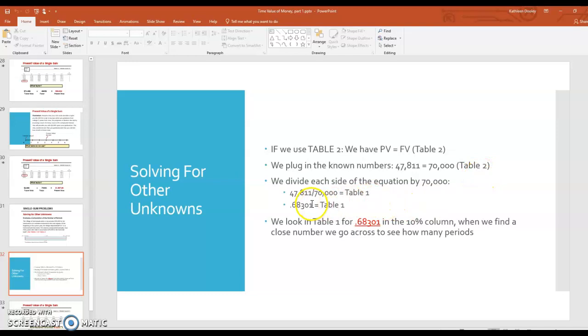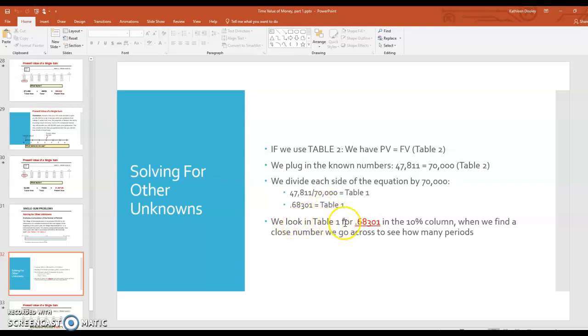Here I've got a typo. It says Table 1 and Table 1, so just disregard that. That's Table 2. So 47,811 divided by the 70,000 is on the left side of the equal sign, and now only Table 2 is on the right side. 47,811 divided by 70,000 is 0.68301. Again, I'm sorry for the typo.